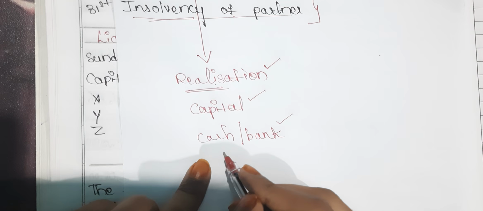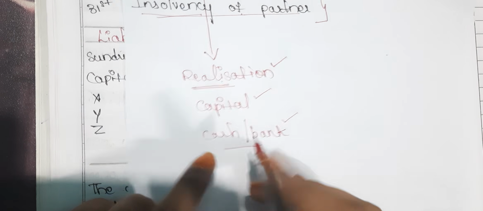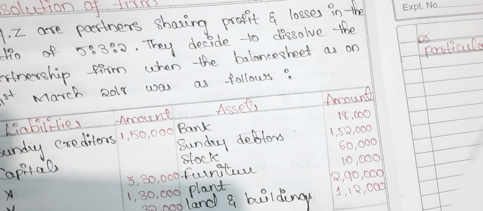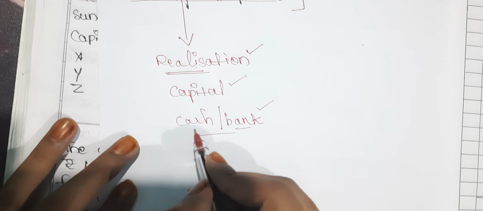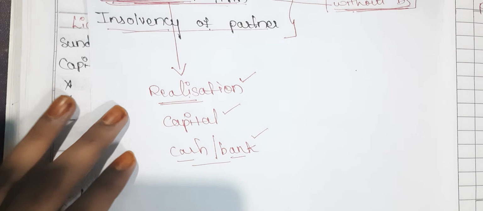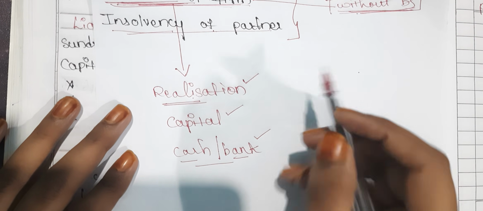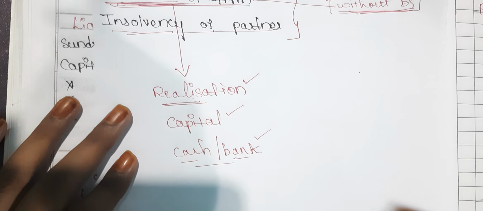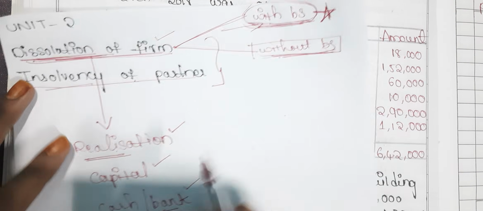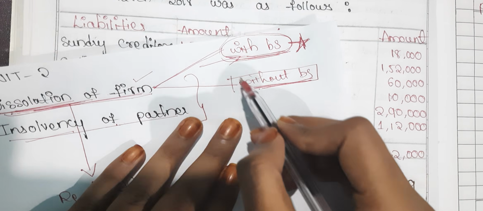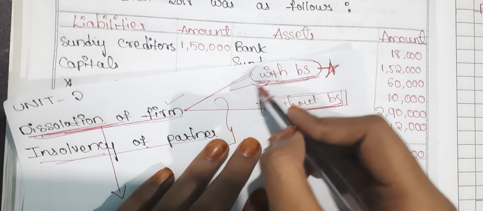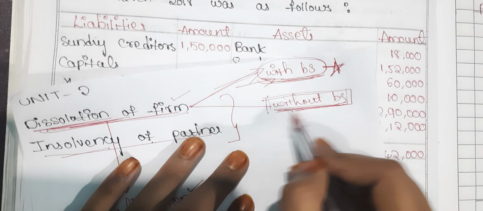And you already know why I am saying cash or bank. If in the question they give you bank, you need to prepare a bank account. If in the question they give you the opening balance as cash, then you need to prepare cash. Getting my point? So these are the three definite accounts which you need to make in dissolution of firm. In the without balance sheet case, one more extra account will be there, but we are not focusing on without balance sheet. Only with balance sheet we are focusing; without balance sheet is in the next video.